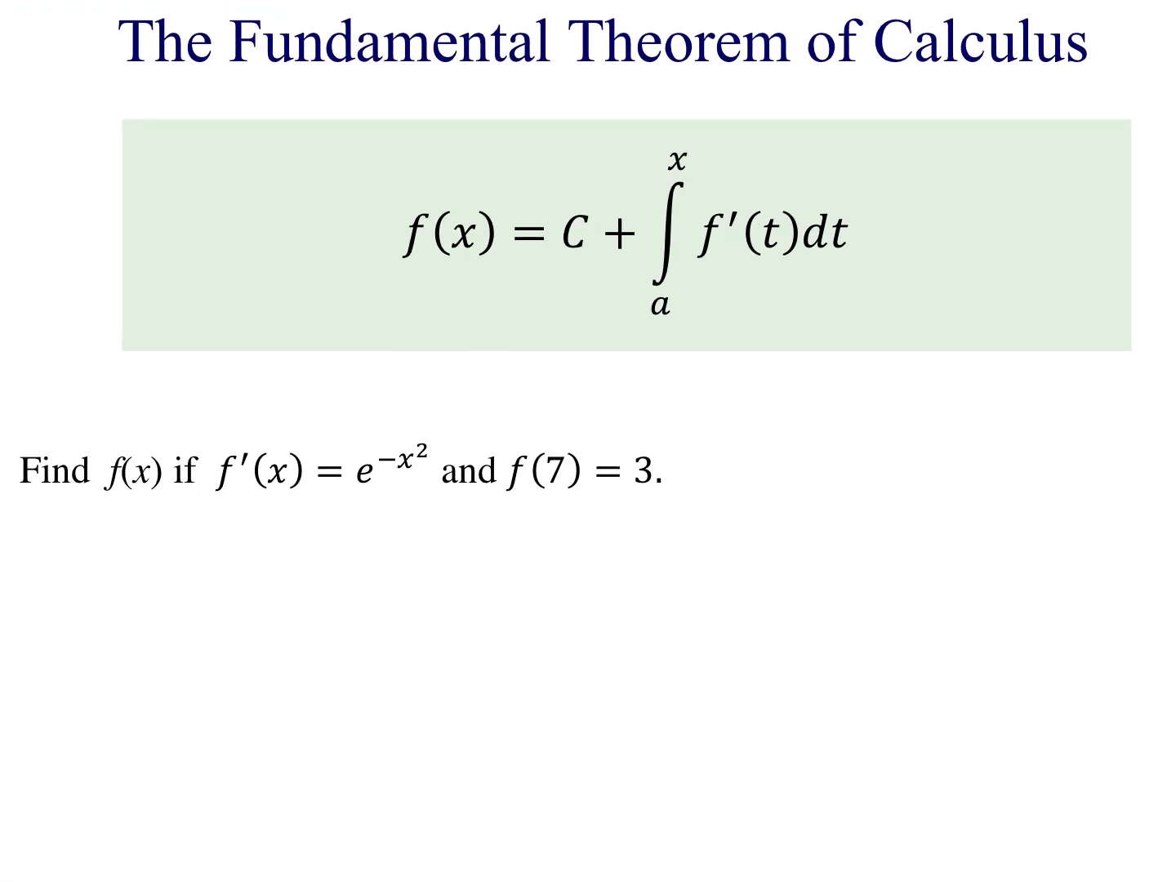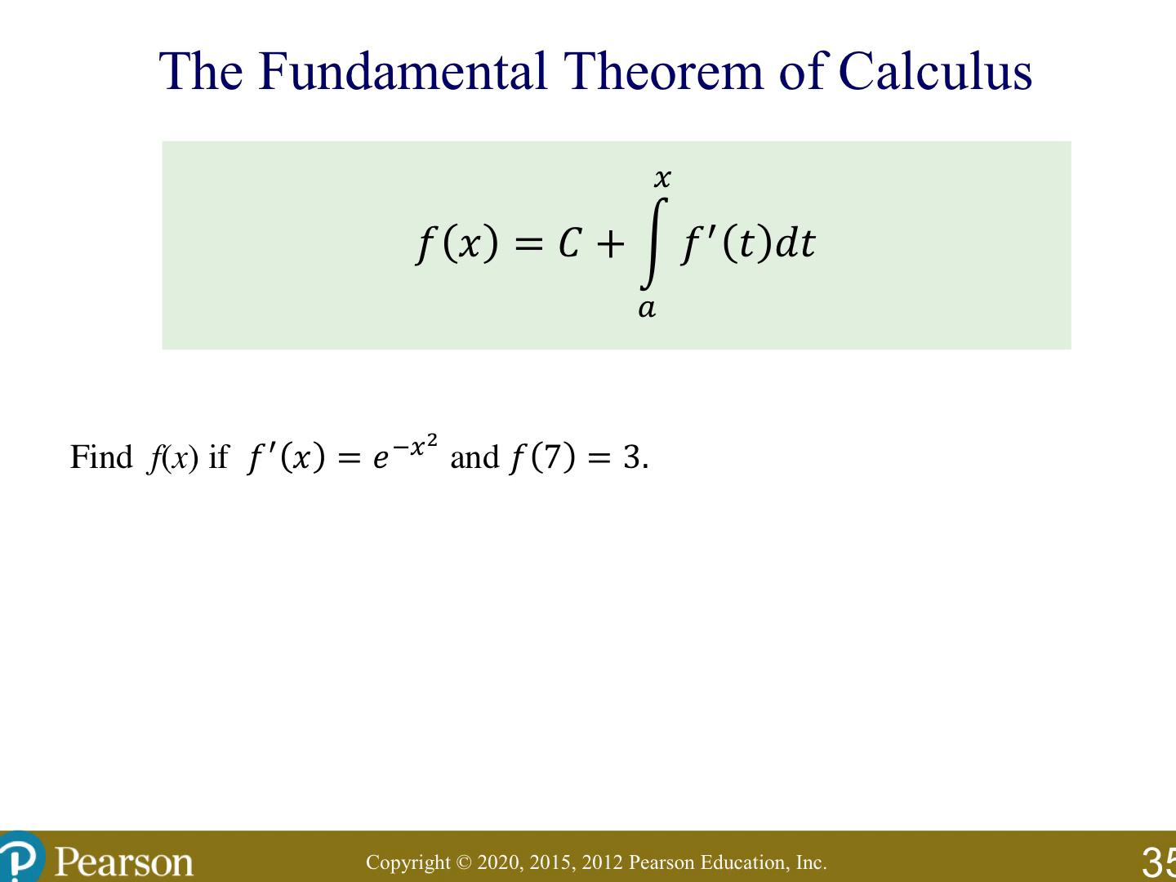All right, so in a non-word problem way, here's how you might see something. Find F of x if you know its derivative is e to the negative x squared, and F of 7 is 3. The F of 7 being 3 is the initial condition that you're starting with.